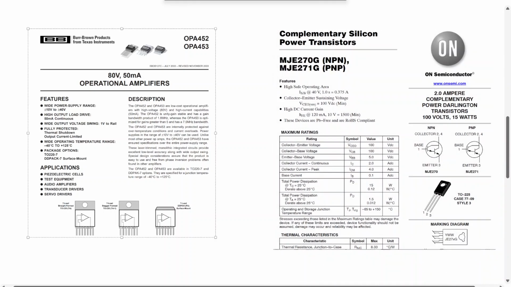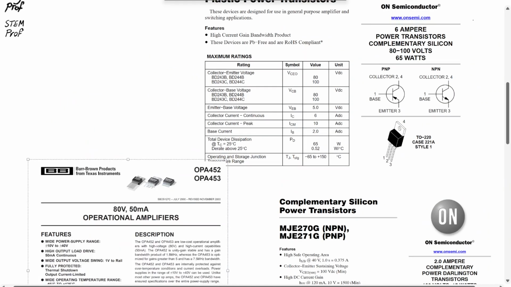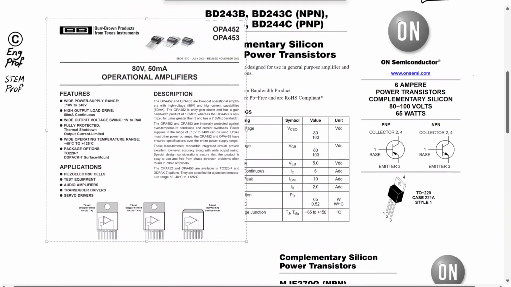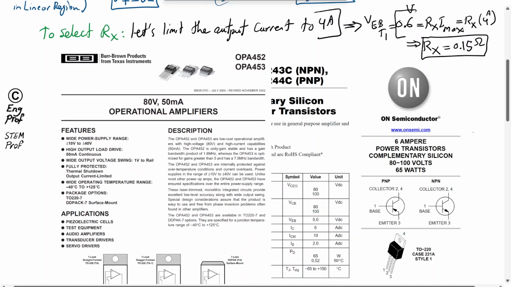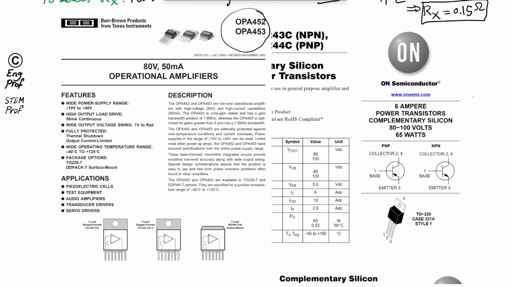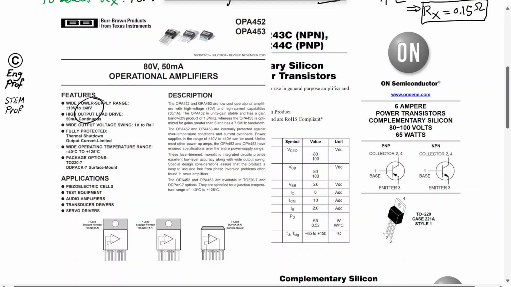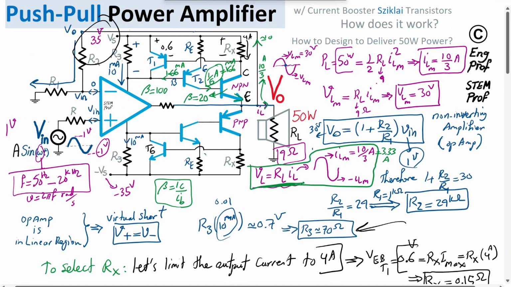Now for the op amp, this could be a good choice. There you go. Let me shift it up. So this is an example. There are many choices, of course, but an example of a possibly good choice for an op amp is this one, OPA452 and OPA453 from Texas Instruments. That would be an op amp with a very wide supply range, for example plus minus 40 volt, so it can easily handle the plus minus 35 volt that we have in mind.